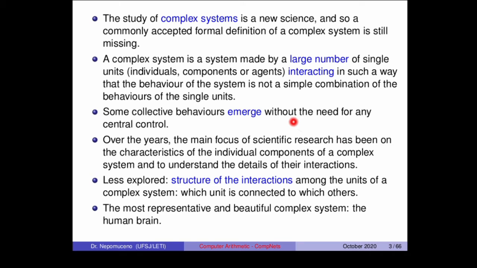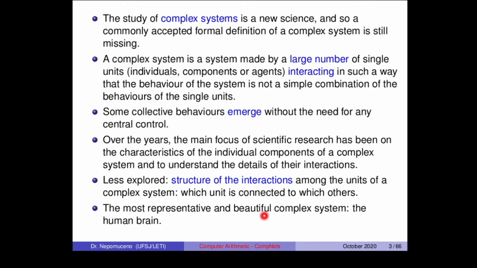Over the years, the main focus of scientific research has been on the characteristics of the individual components of a complex system and on understanding the details of interactions. On the other hand, what was quite less explored was the structure of these interactions. This has been much less studied: the structure among the units of a complex system. Which units connect to each other, and how?